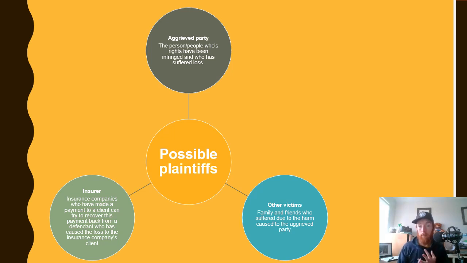An insurer: sometimes insurance companies who have made a payment to a client can try to recover this payment back from a defendant who has caused the loss to the insurance company's client. So if you've had a car accident and you've claimed insurance, the insurer may then take civil action against the person who caused that accident to recoup their expenses.